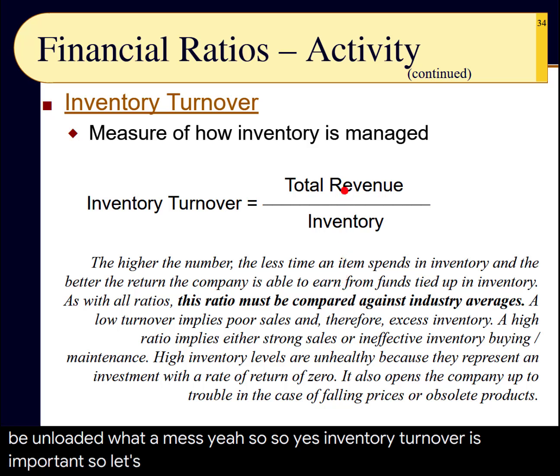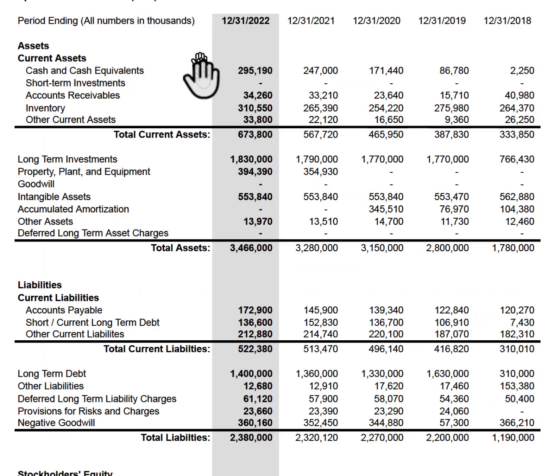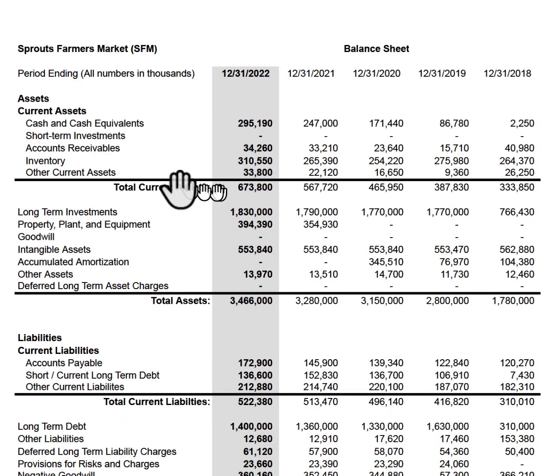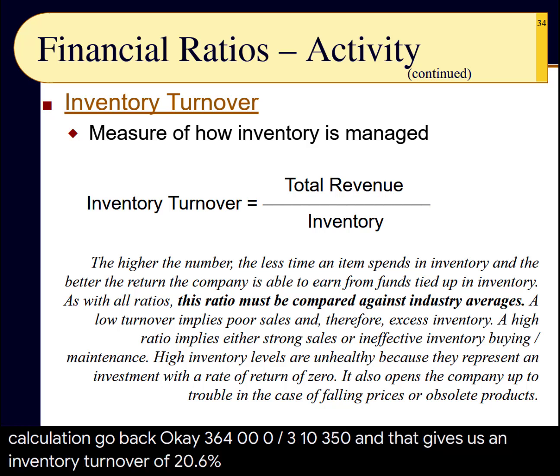So let's take a look. We know the total revenue, that's the 6,400,000 number. Let's go back to the balance sheet and take a look at inventory. Where's inventory? Here it is, 310,350. So let's do that calculation. Go back to the presentation. Okay, 6,400,000 divided by 310,350. And that gives us an inventory turnover of 20.609.